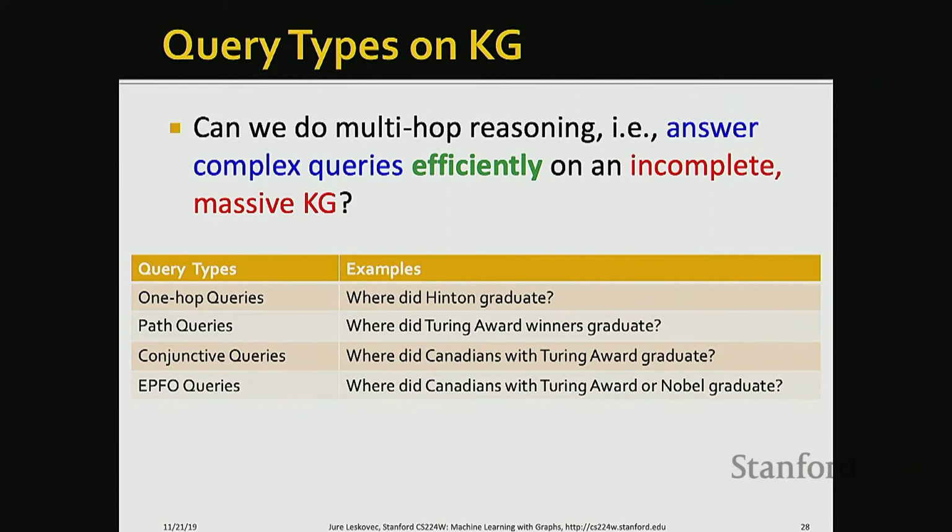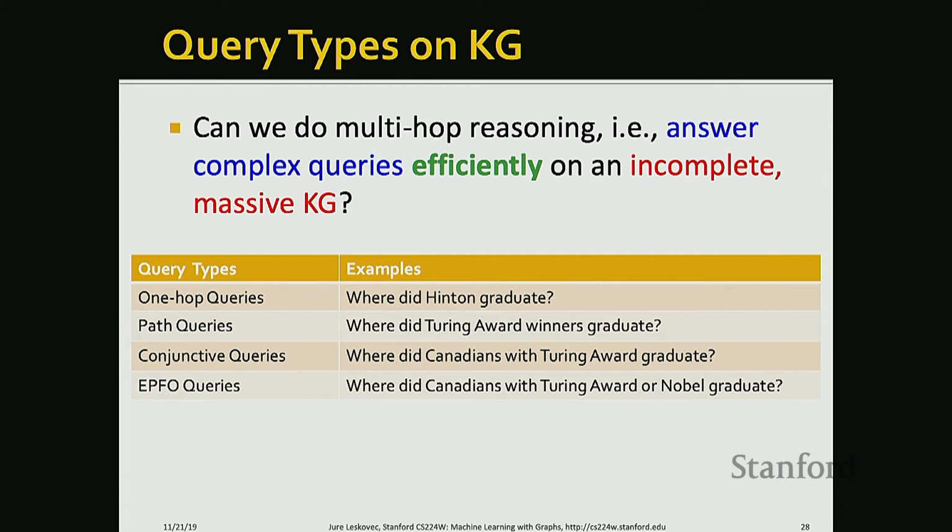Which is a very daunting task in some sense, because the one-hop queries are relatively easy. So we want to ask, where did Hinton graduate? But then it can become something like, where did Canadians with a Turing Award graduate? Where did Canadians with a Turing Award and Nobel Prize graduate, and so forth. This list could go on, and you can keep expressing much harder queries that don't all use first-order logic, but for today we're barely going to be able to cover these ones, and they're already extremely hard when you're working on a large graph.